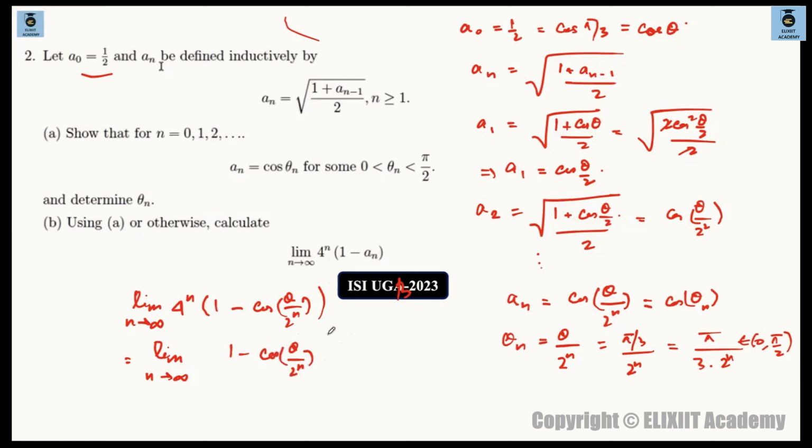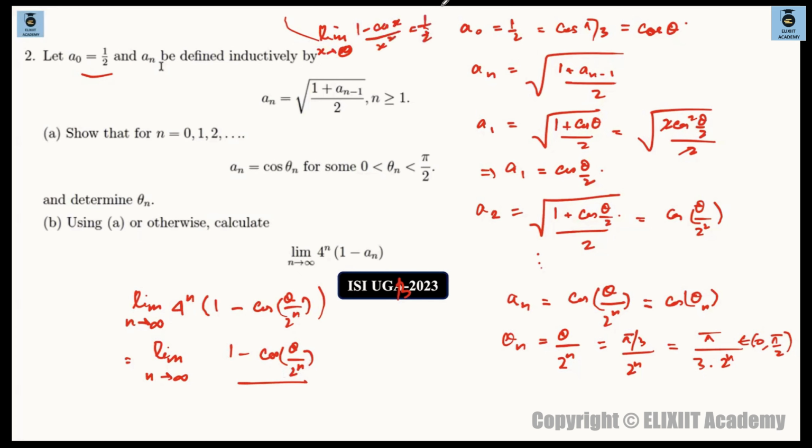n. ठीक है, as n tends to infinity, theta by 2 raised to the power of n will tend to 0. ठीक है, so what I do, I'll write this as theta by 2 raised to the power of n, and I'll bring one more theta by 2 raised to the power of n in the denominator. ठीक है, I bring one more. अच्छा, एक फॉर्मेट ये चीज आपको मालूम होगा कि limit x tending to 0, 1 minus cos x divided by x square is equal to half.